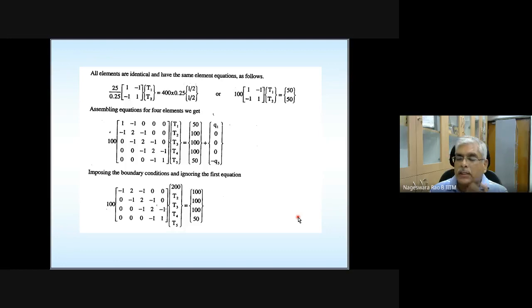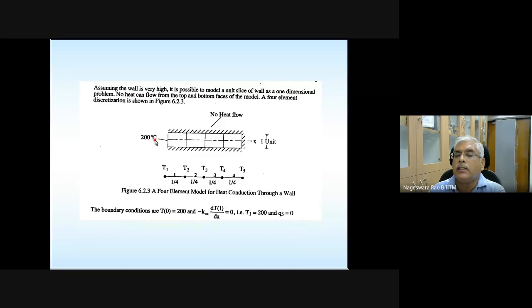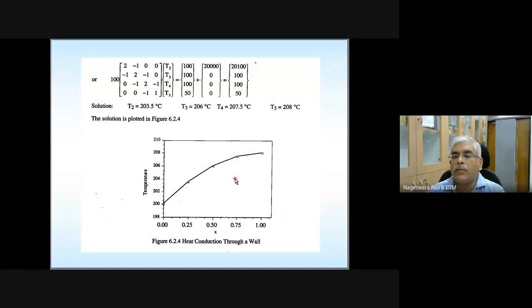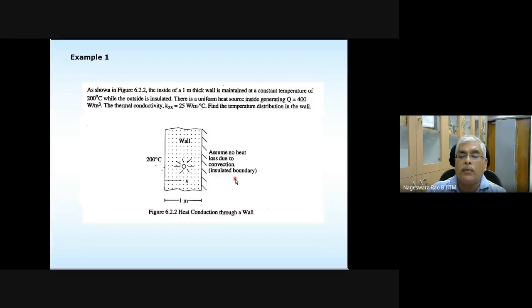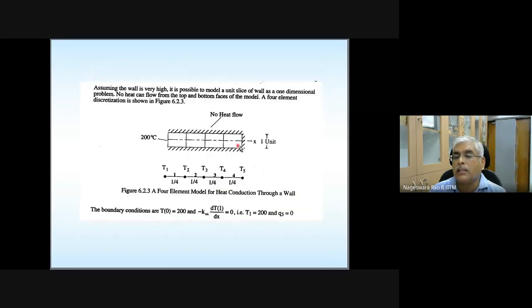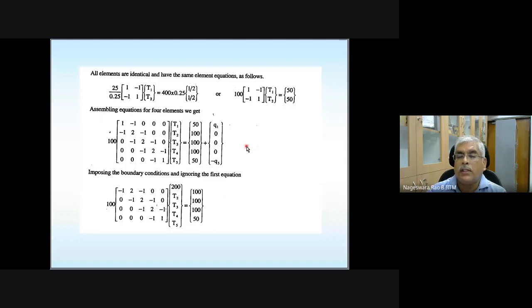Applying the boundary conditions, temperature at the one end is 200. T1 is equal to 200. Solving this for the temperature at the other nodes, you get the complete solution. And if you want, you can determine the heat flow. What is the heat flow at the last node? At this last node, what is the heat flow? This one. If you want, you can determine that.